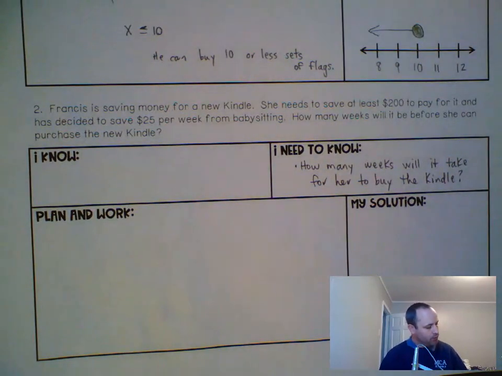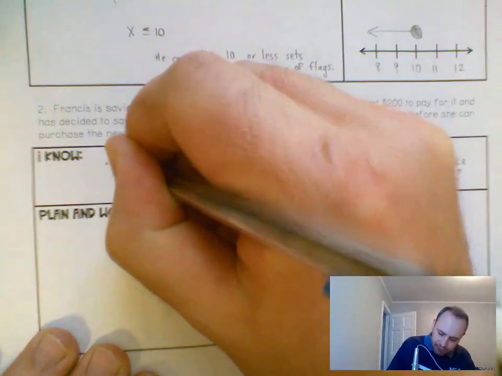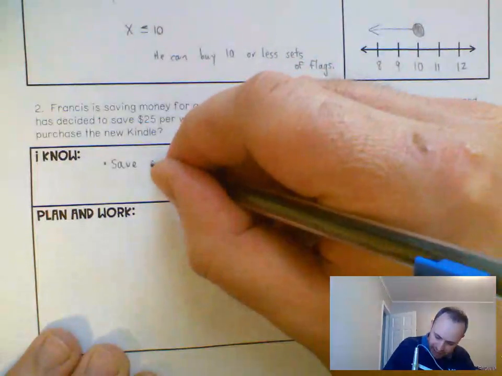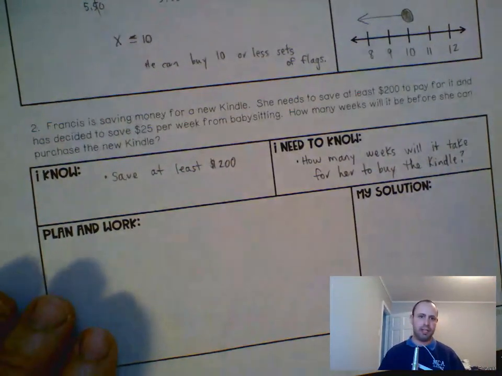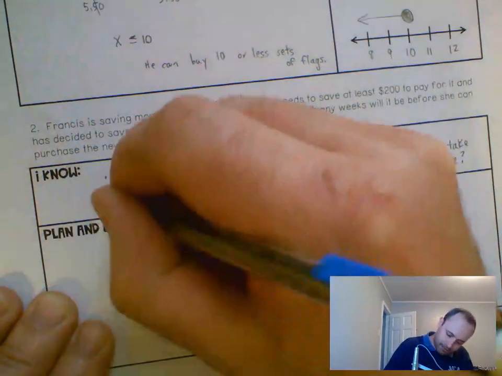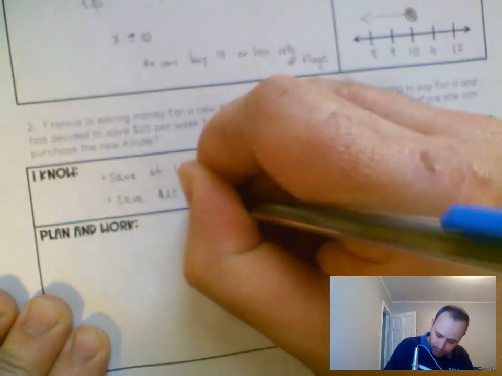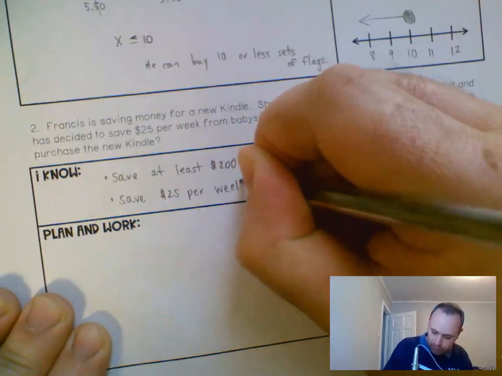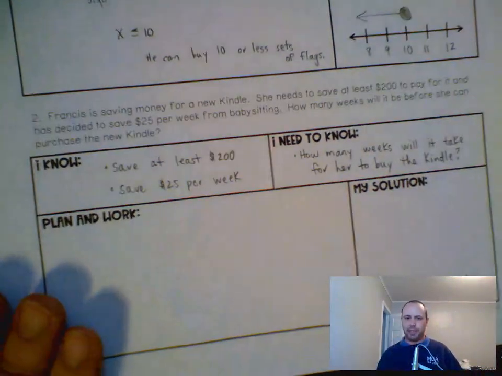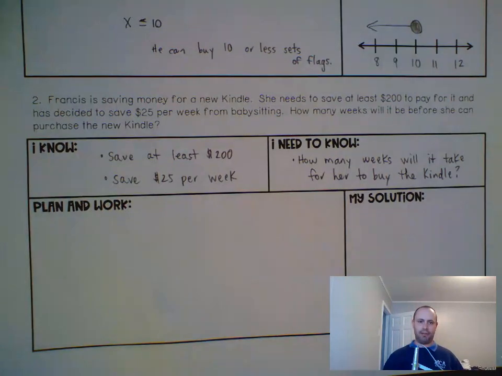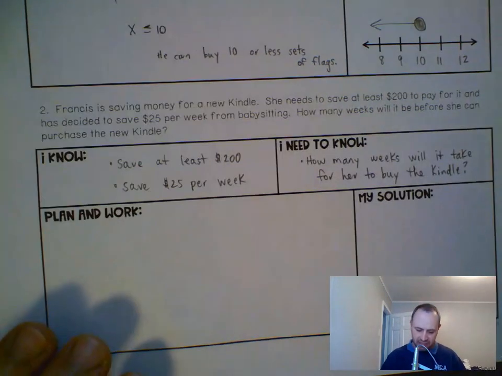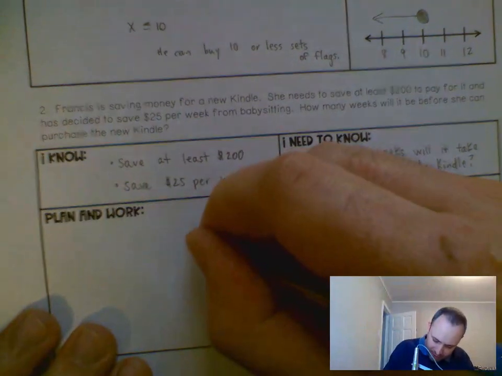The things we know are that she needs to save at least 200. So she can save more than that, but she needs to save at least 200. And she's going to save 25 bucks per week. So the way we're going to set this one up is we know that the 200 has to be in there somewhere.